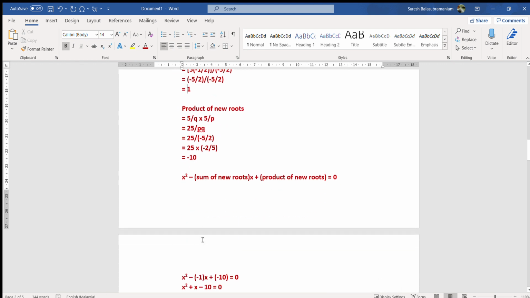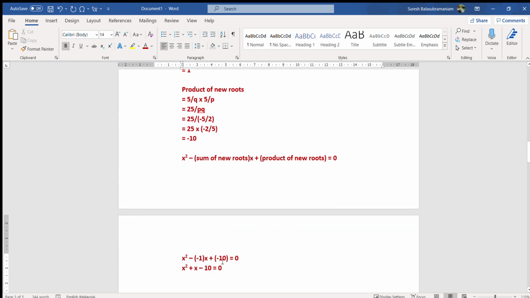So I'll replace positive 1, so I get here negative. So x square minus x minus 10 equals to 0. So this will be the new quadratic equation.